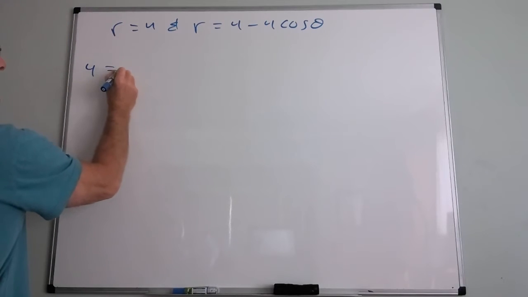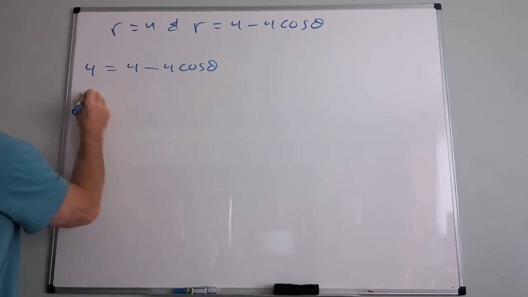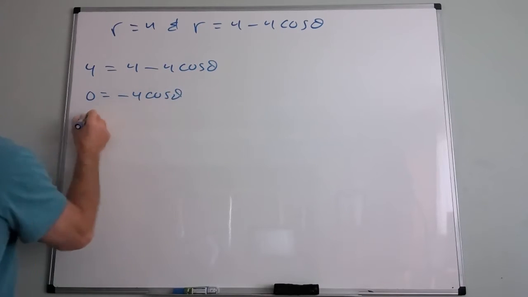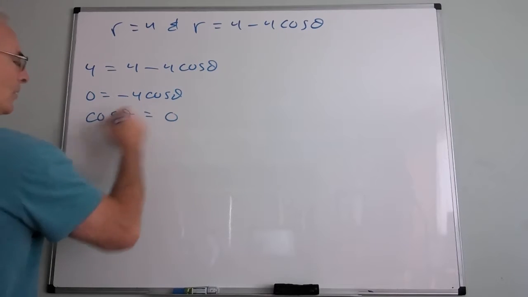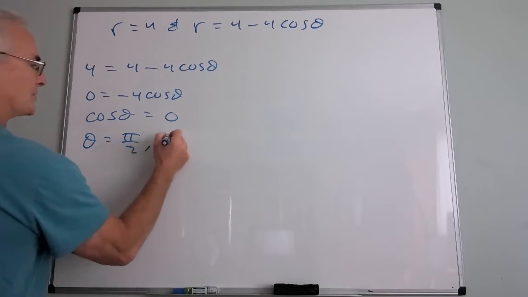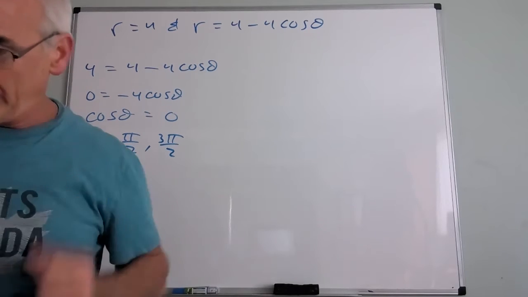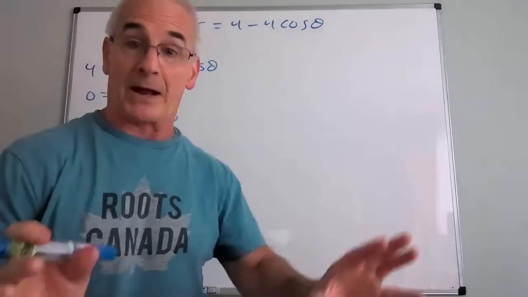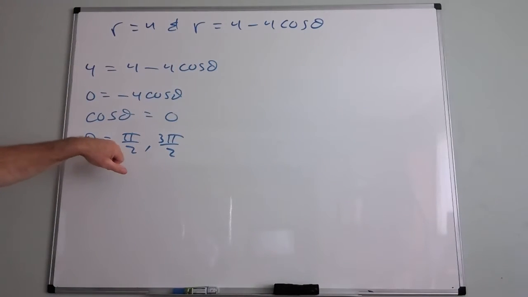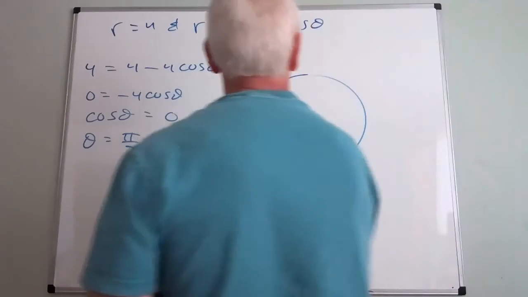When will 4 equal 4 minus 4 cos theta? Well, that will happen when 0 equals negative 4 cos theta, or cos theta equals 0. Well, cos theta equals 0 at pi over 2 and 3 pi over 2 if I'm just going from 0 to 2 pi. We know that both graphs will complete themselves from 0 to 2 pi, so I don't really need to do the k pi thing here. So to make it easier, I'm going to draw the circle first.